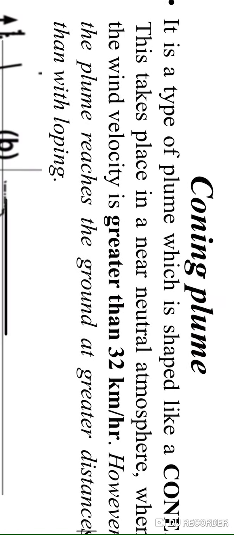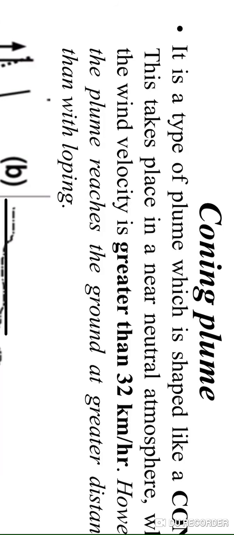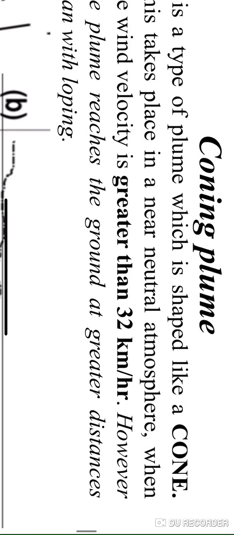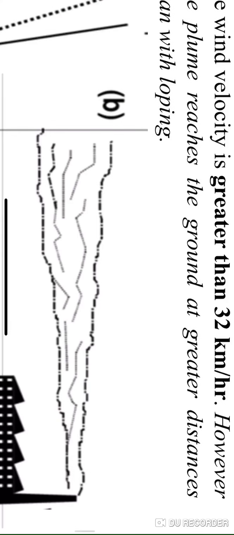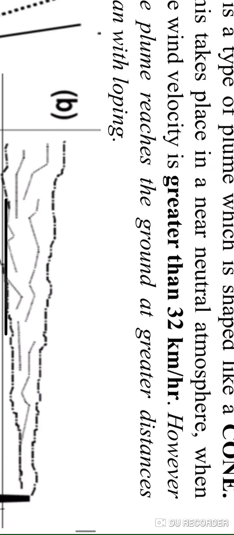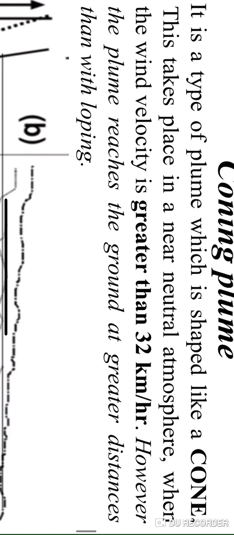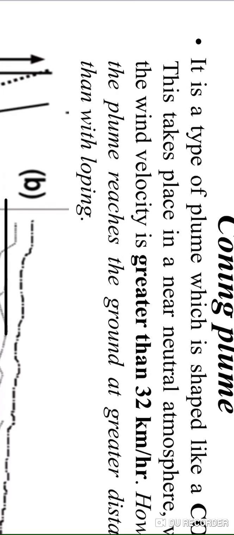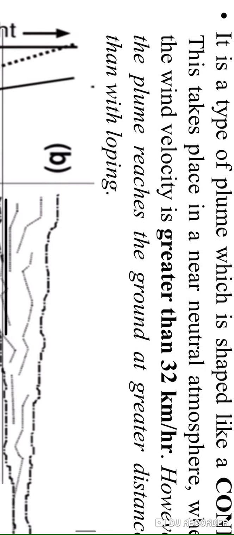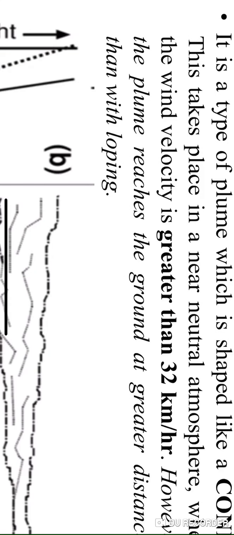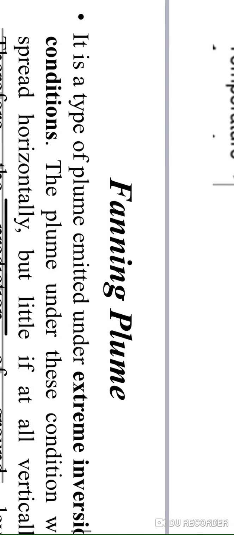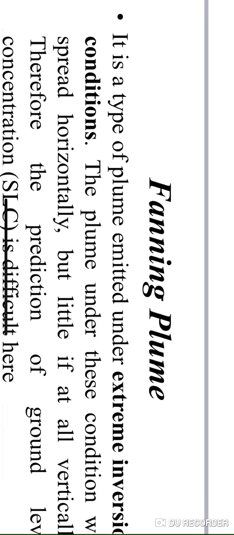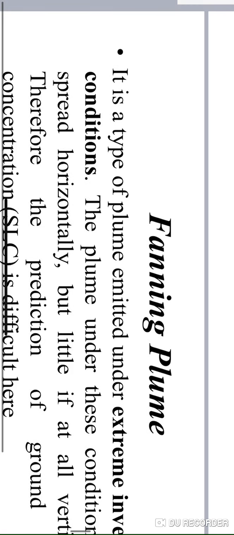Then the coning plume. It is the type of plume which is shaped like a cone. You can see in the figure, it is shaped like a cone. It happens when the velocity of wind is greater than 32 km per hour. However, the plume reaches the ground at greater distances than with the looping plume. Then the fanning plume is a type of plume emitted under extreme inversion condition.